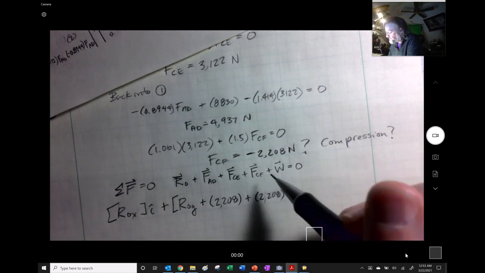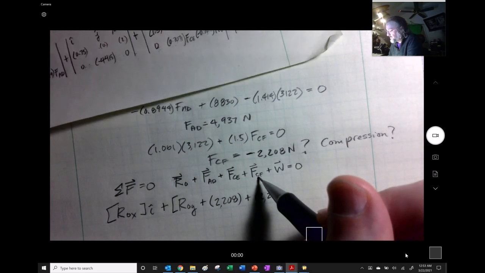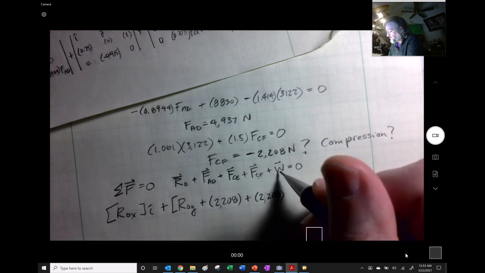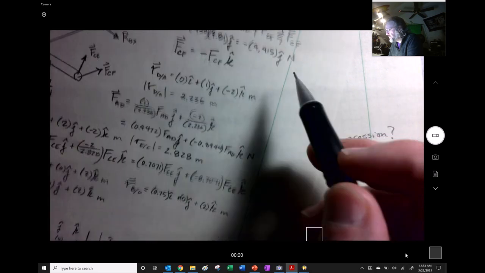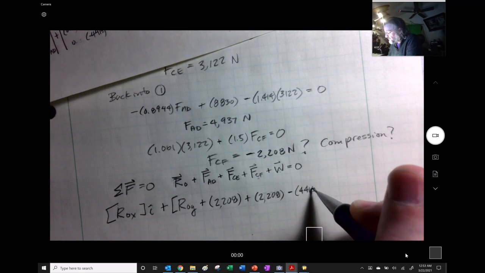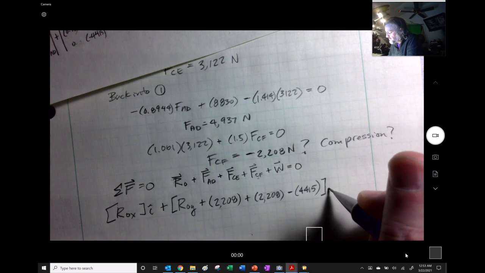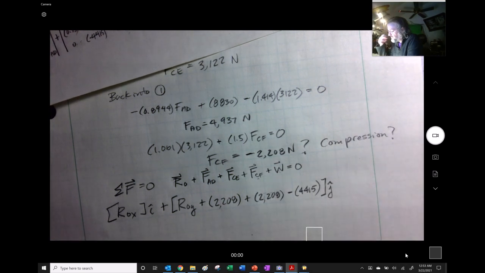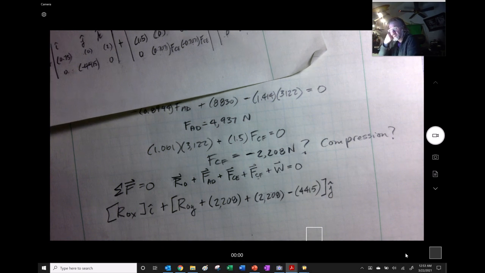This guy right here, he's entirely in the K direction, so we don't have to worry about him for this one. And this one's entirely in the Y direction. And he should be the negative 4415. So even 4415. Oh wow. That's nearly going to come out 0. Why?